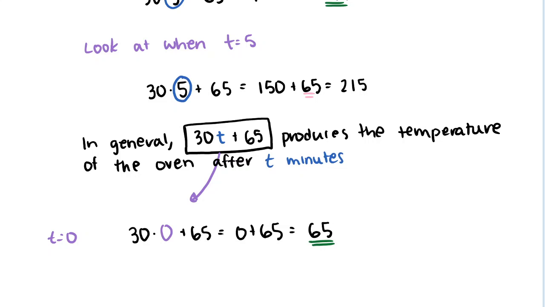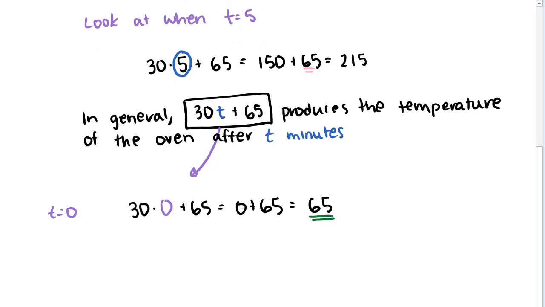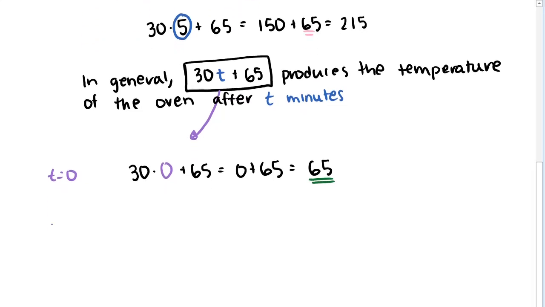And we can try other examples. Maybe let's do one more just to really illustrate this. I think 0 might be too friendly of an example to really convince anyone that our expression is the right one. What if we tried 10? Right? 30 times 10 plus 65, this would be 300 plus 65. This would give us 365 degrees, and it sounds reasonable.